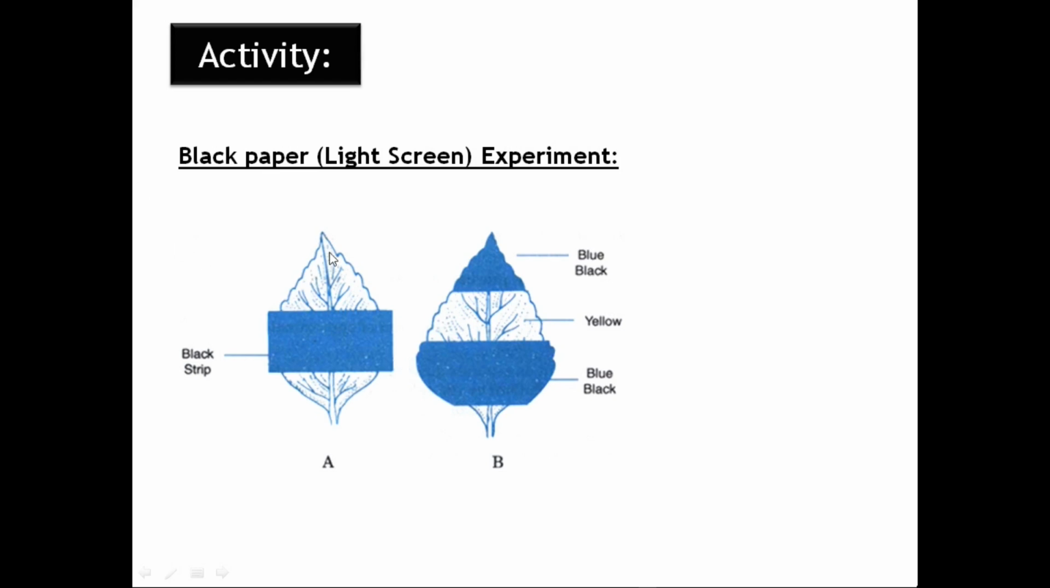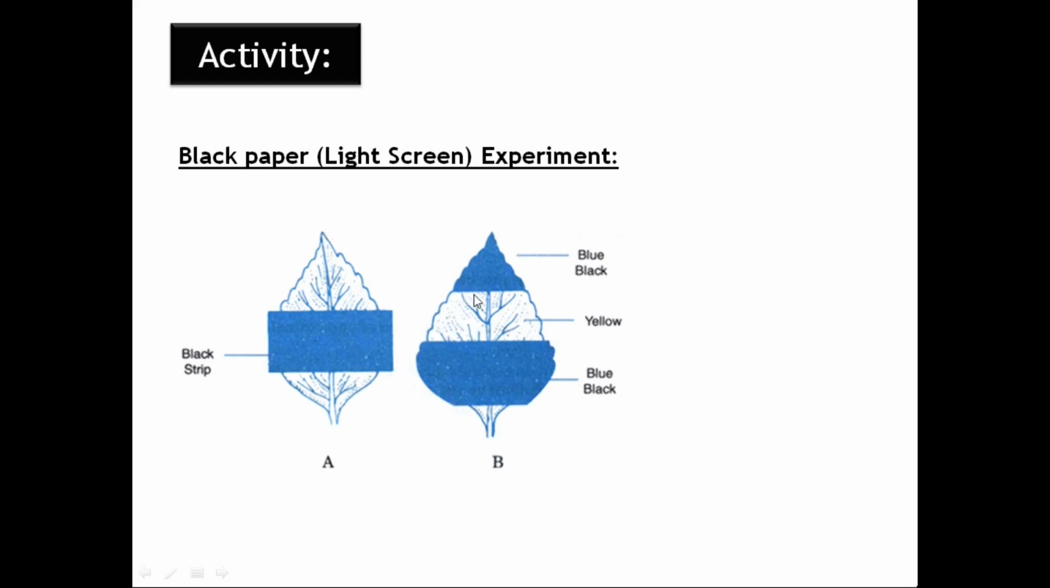Select one leaf and cover the middle part of the leaf with black paper in such a way that light does not enter the covered part. Place the plant in the sunlight. After a few hours of exposure to sunlight, detach the leaf, remove the black paper and test it for starch.